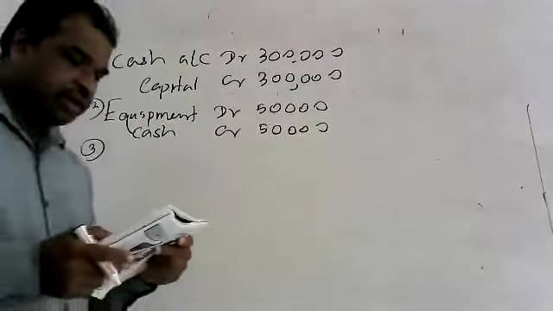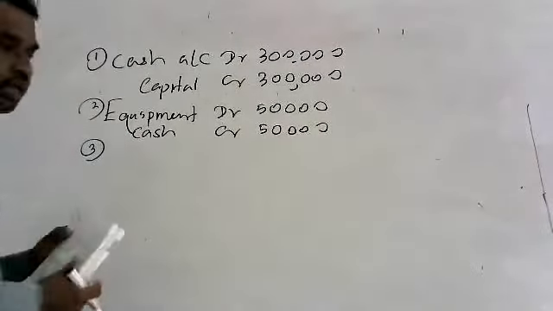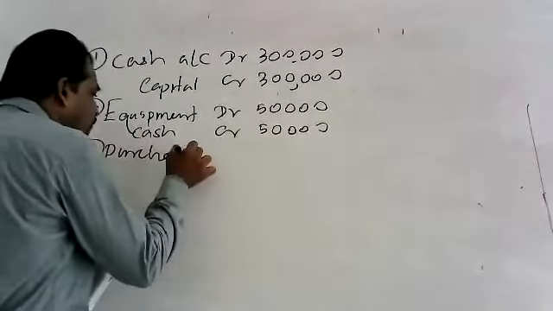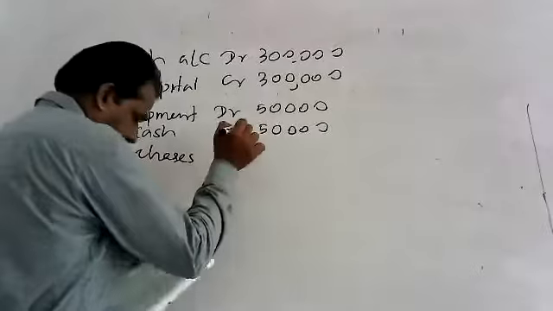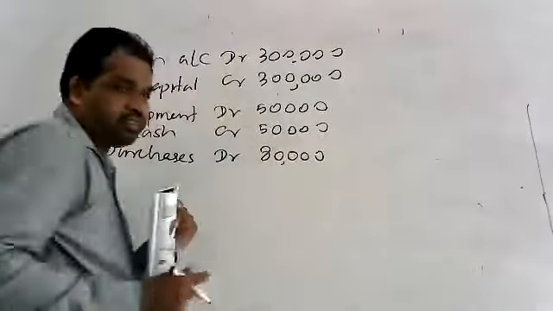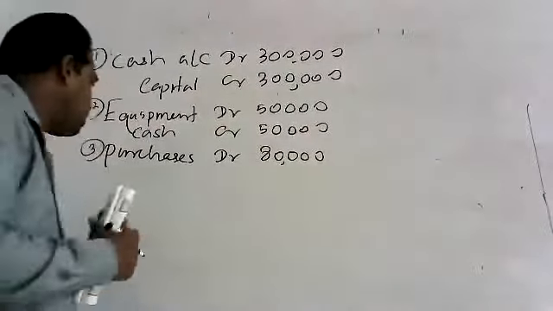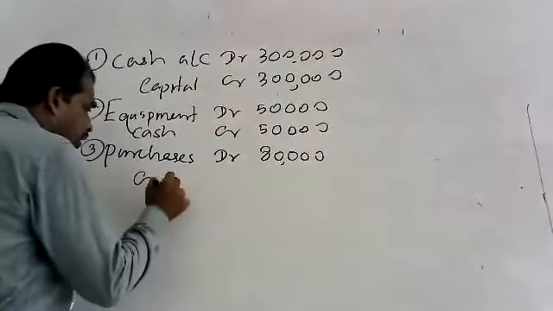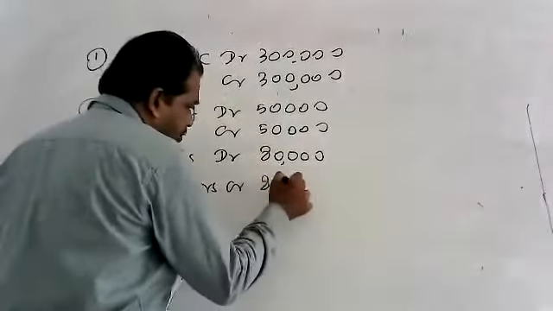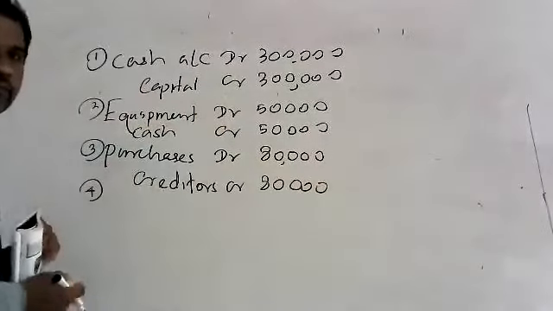Number 3, purchase goods on credit 8,000. When you purchase goods, the expenses will increase, then purchases account debit 8,000. As the business doesn't pay money at the time of purchasing, they owe another liability called creditors. Therefore, we credit to creditors account 8,000. Right.